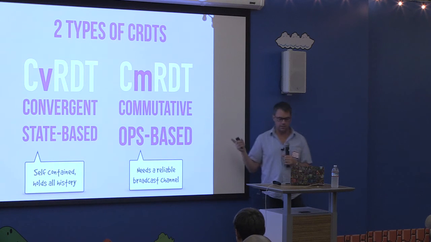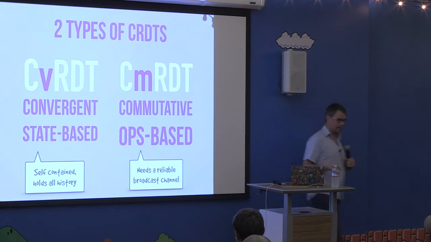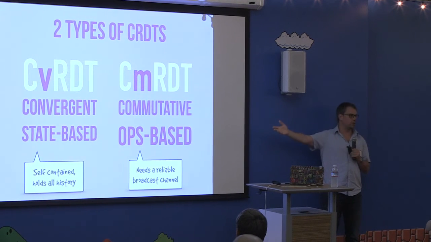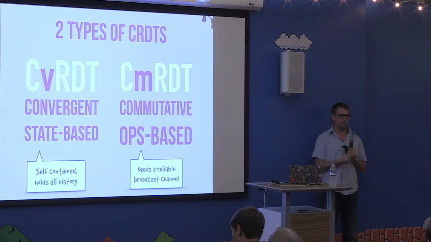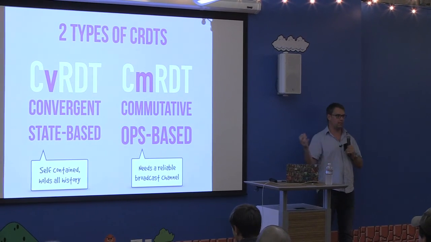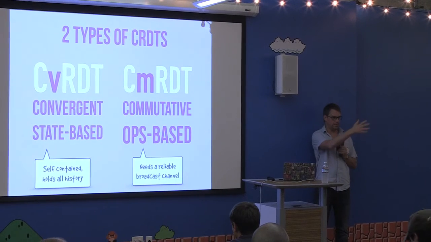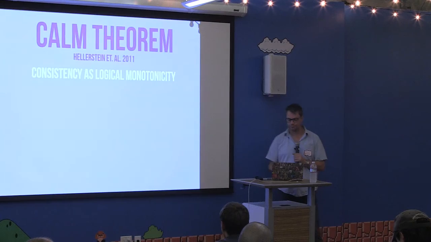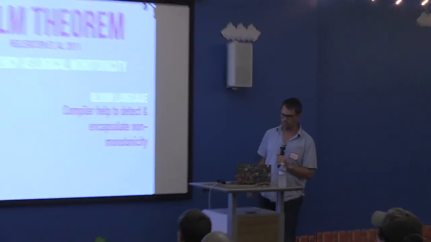And then you also have the commutative, ops-based ones, so to speak. They require a fully reliable broadcast channel. There you don't send the state around, you send the behavior around and have that updated on all nodes. The CALM theorem, we can skip. It's very interesting, but I'm running out of time a little bit.